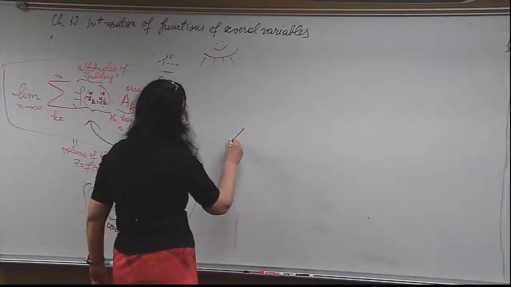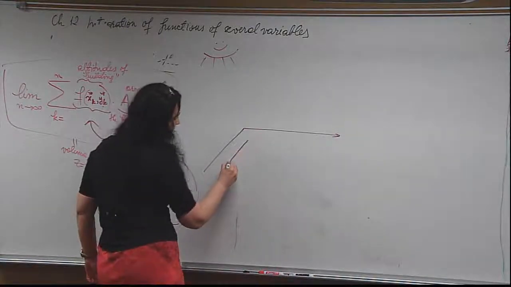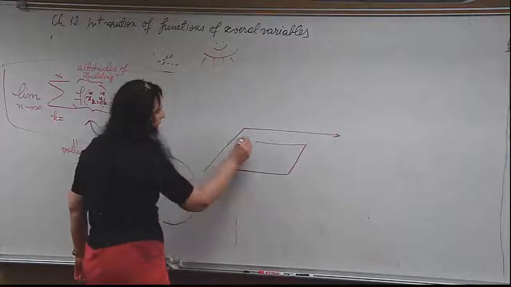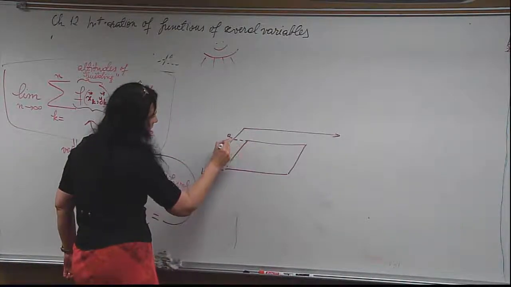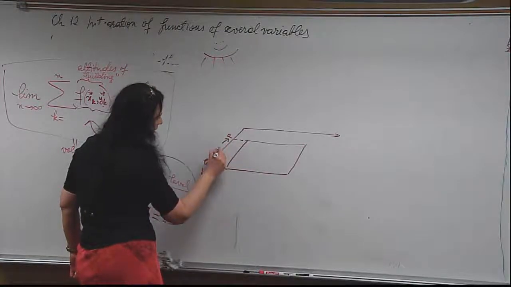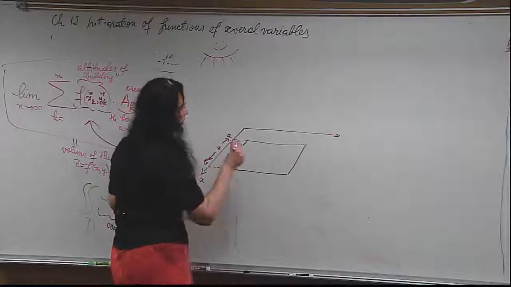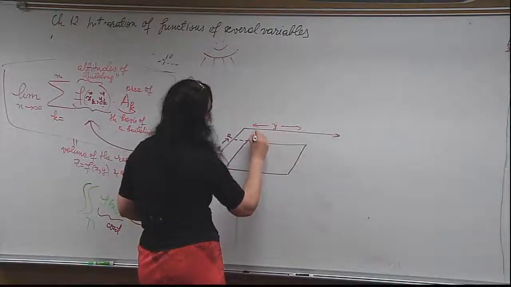What if I have a rectangular domain? That's going to make my life easier. I'm going to have a rectangular domain in the plane. Which one is the x-axis? This one. From A to B, I have x moving between A and B. And y is going to be between C and D. C is here and D is here.